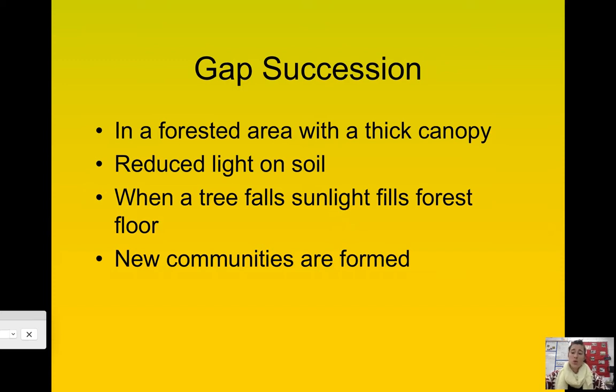So gap succession is one of those subtypes that I mentioned before, and this is basically that age-old question of when a tree falls in the forest. It takes out trees around it, and so light can get to the forest floor, and that's how meadows are created, or small areas in forest communities where you have grassy areas. So there's reduced light on the soil, the tree falls, takes out a bunch of trees with it, and then the sunlight's going to fill that forest floor, and it's going to create a little micro community within that forested area. So that's how you get some biodiversity in a forest area.